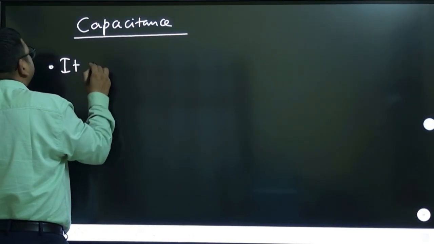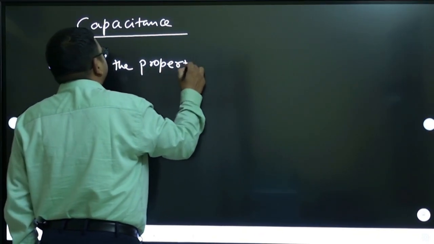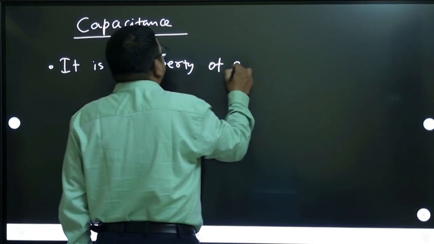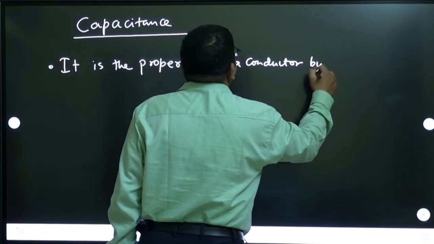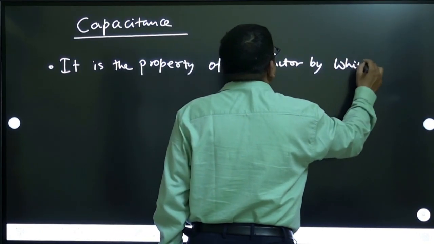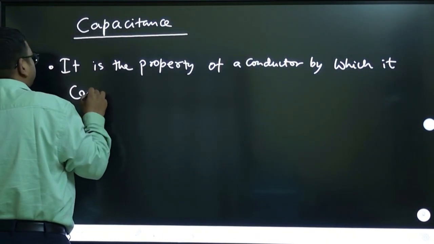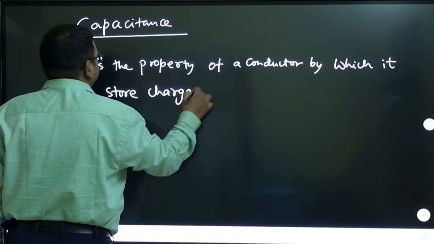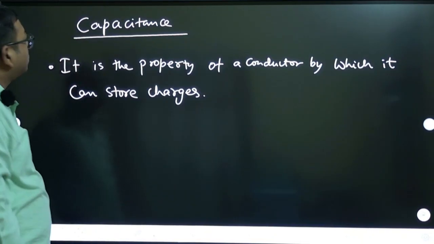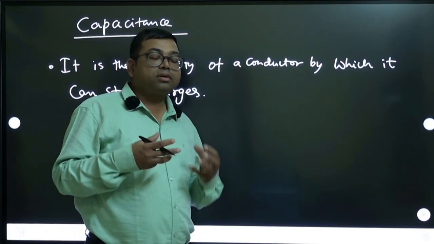Let us write it. It is the property of a conductor by which it can store charges. Okay, it can store charges. So the charge storing property is called capacitance.